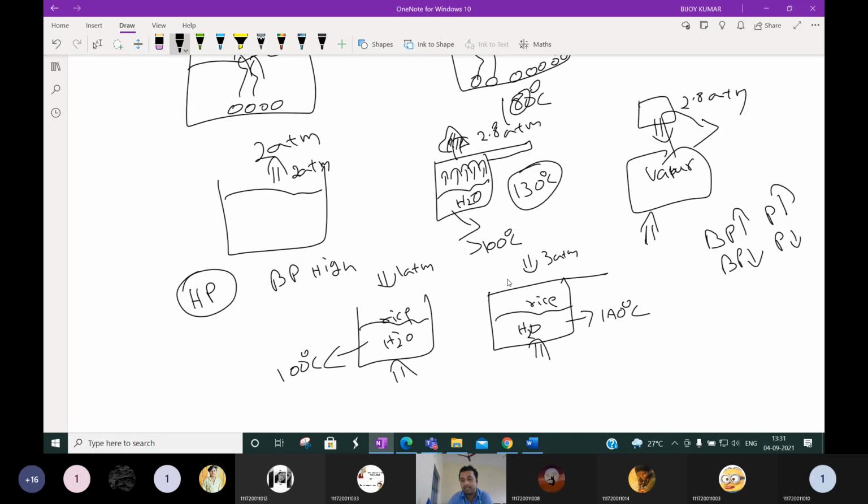Suppose we take two things: one is an open pan and one is a pressure cooker. In the pressure cooker, generally the pressure is 3 atmospheres. In the open pan, atmospheric pressure is there, 1 atmosphere. Suppose in both we take an equal amount of rice and an equal amount of water. Then at what temperature will the water boil in the open pan? At 100 degrees centigrade. Here, at what temperature will the water boil? It will be greater than 100 degrees centigrade because we are using higher pressure. Suppose at 140 degrees centigrade the water is boiling.